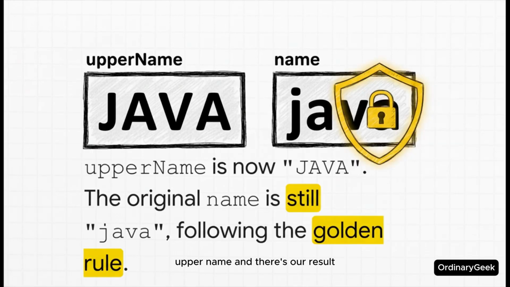And there's our result. The upper name variable is now holding the new string Java. But look, and this is the key, our original name variable is completely unchanged. It's still Java, just like our original photo, totally untouched.